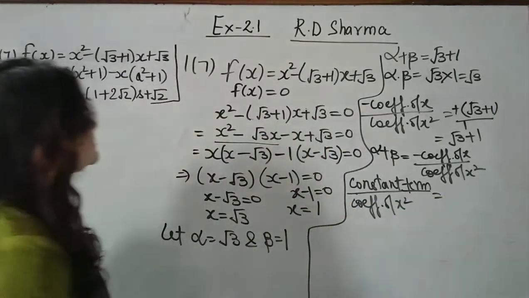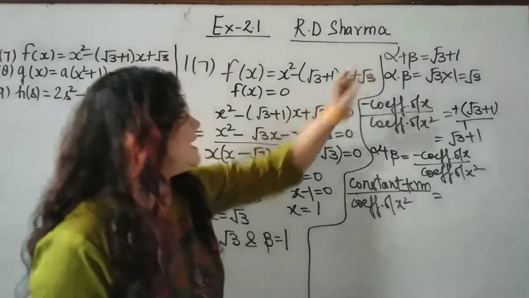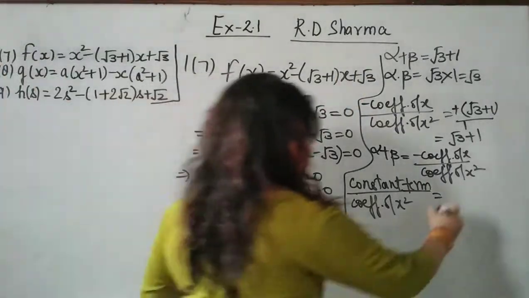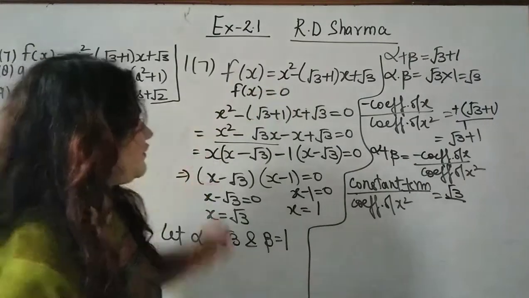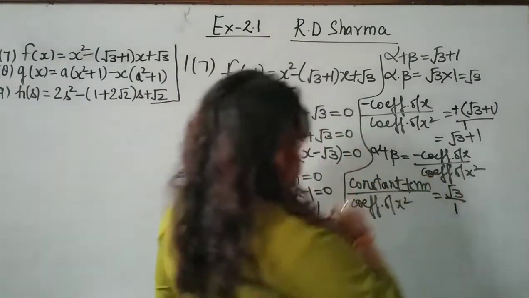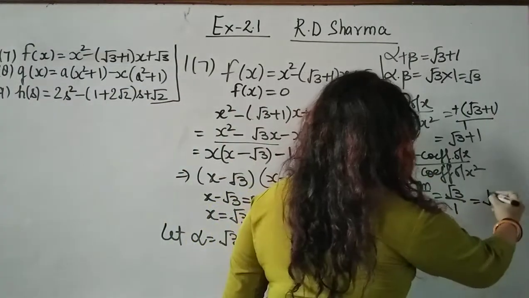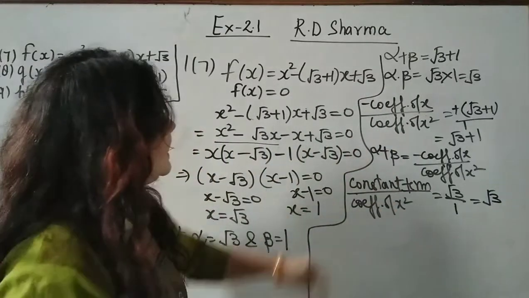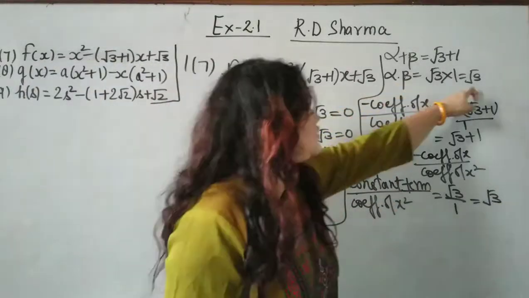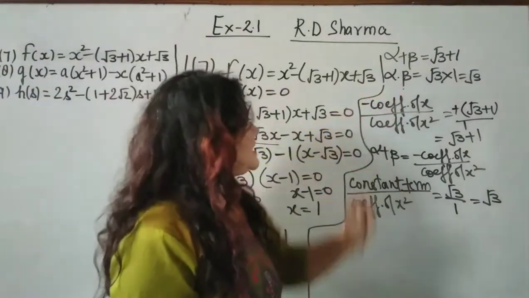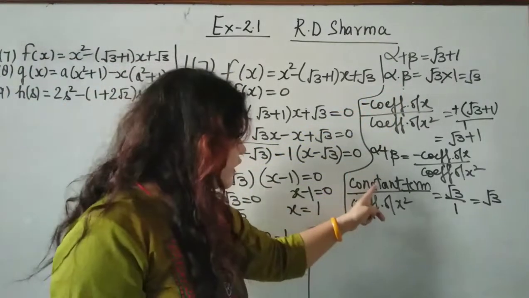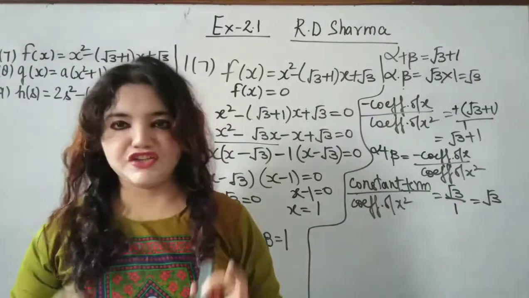So what is the constant term? Constant term is under root 3. Under root 3 upon coefficient of x square. What is the coefficient of x square? 1. Right? So under root 3 by 1, that is under root 3. So alpha into beta is also under root 3. So what we have verified, alpha into beta is equal to constant term upon coefficient of x square.